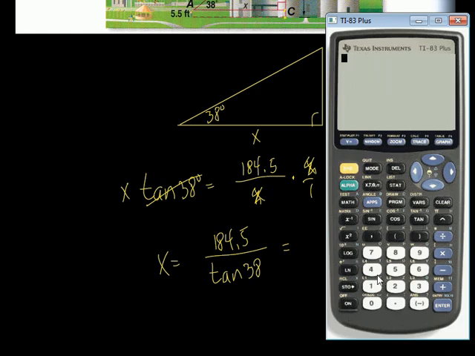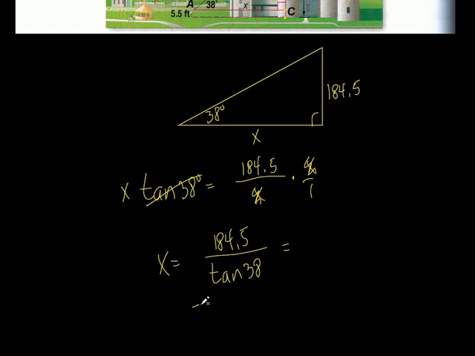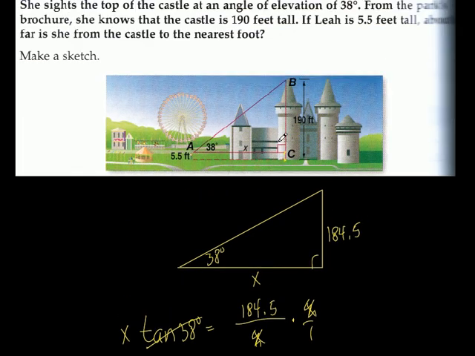All right, let's see what we get here. So we've got 184.5 divided by the tangent of 38. Tangent of 38, and hit equals, and there it is, 236. Is that what you said, Joe? Yes. All right, so x equals 236. We'll just round it to that. And is this in feet, I guess? Yeah. Okay, so 236 feet. So that's how far Leah is away from the bottom of that top point right there, from the castle, we'll say. So from here to here is 236 feet. Make sense? It's not too hard, is it?